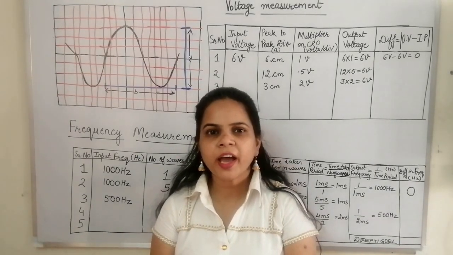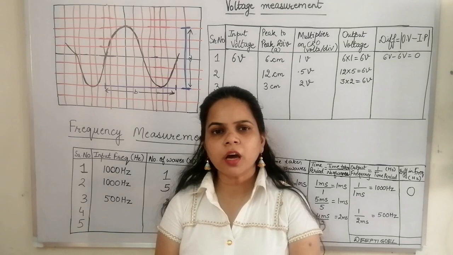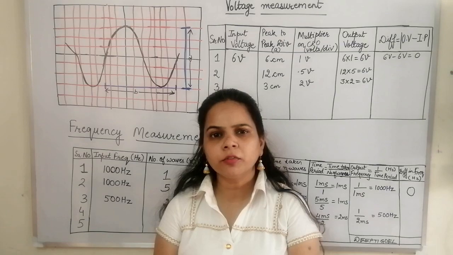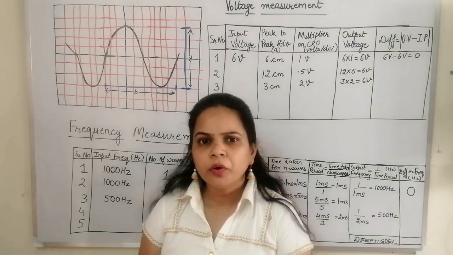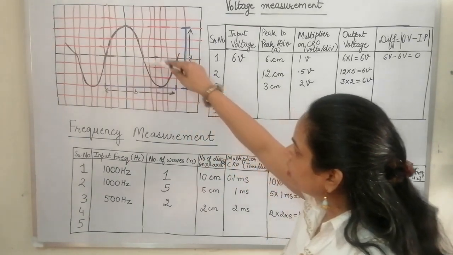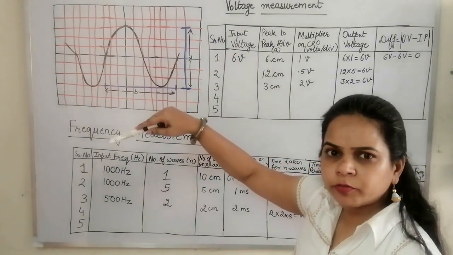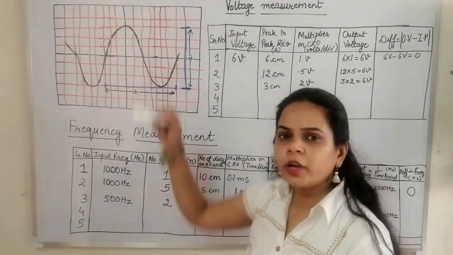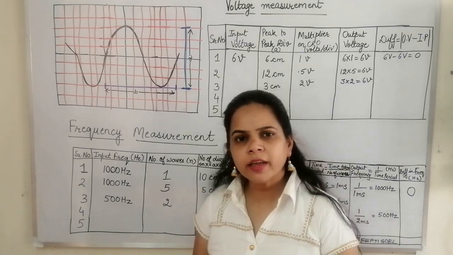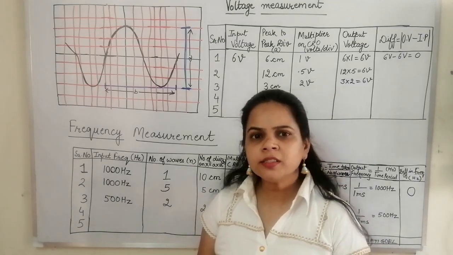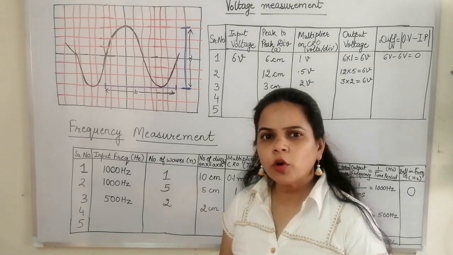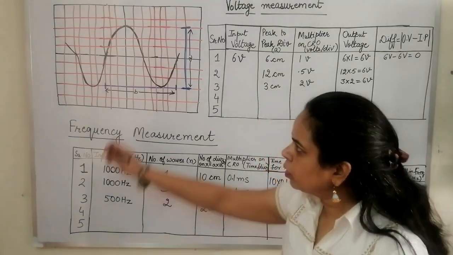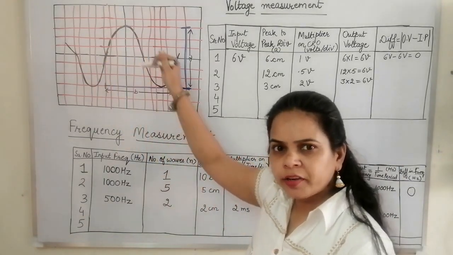So students, we have seen the various components of the CRO. When we connect the function generator and apply the AC signal from the function generator to the CRO, we get a trace like this. So this is a sinusoidal wave. When we get the sinusoidal wave on the CRO, we can calculate the voltage, frequency, and time period from the wave. So let us now discuss how to do the voltage measurement, the time measurement, or frequency measurement. From the function generator, we have got the sinusoidal wave.